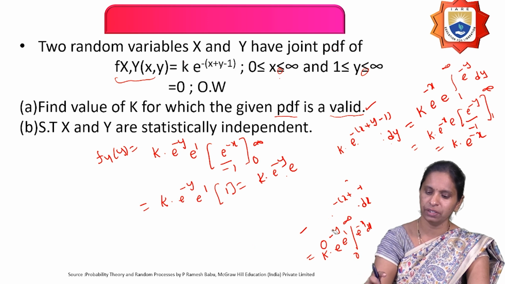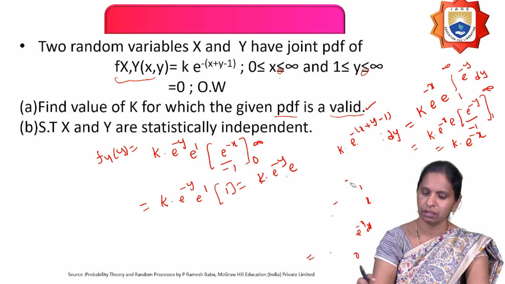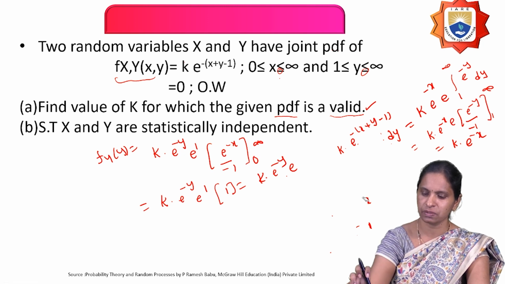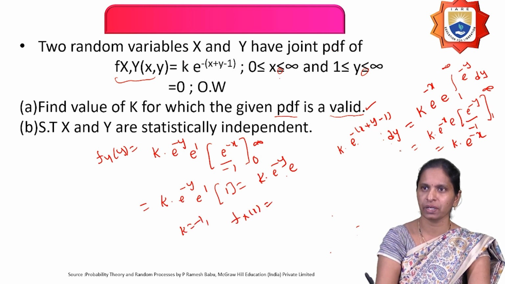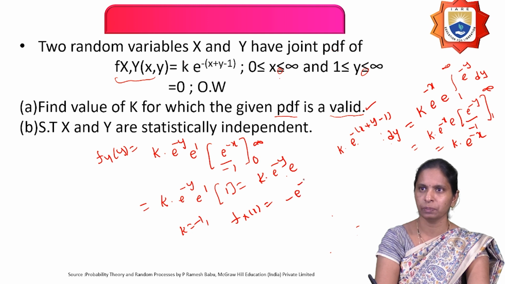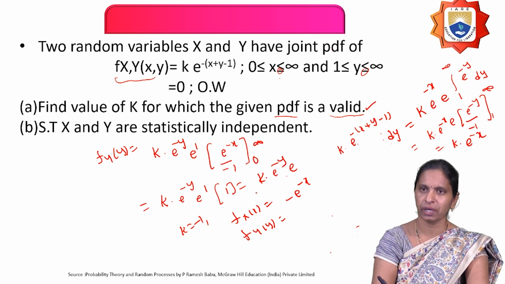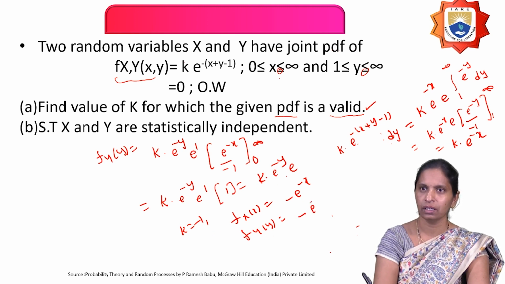Now what is the k value here? Previously we got k equals minus 1. Therefore, substitute k equals minus 1. Then what is fx of x? fx of x equals minus of e power minus x. Then what is fy of y? What is the k value here? Minus 1. Then you get minus e power minus y into e power 1. Now multiply these two.